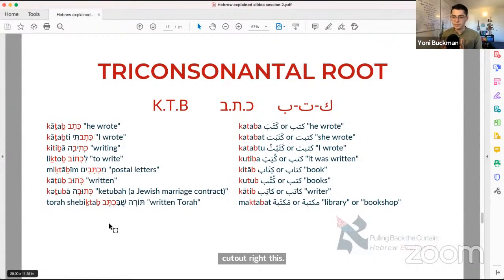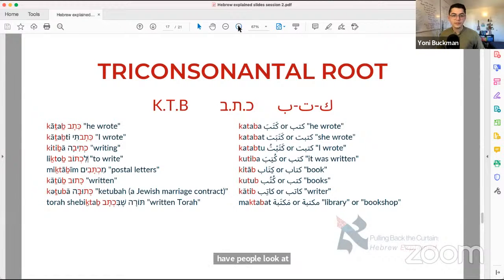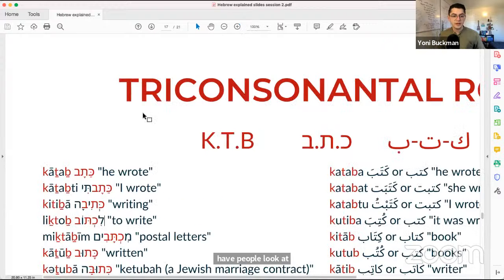So sometimes I have people look at a word where I haven't color coded it, which we'll do in a moment. Let me see if I can zoom in. Not successful. Okay, let me try one more time. Success. Kind of success. All right.